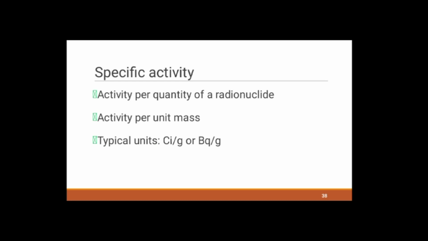And next one is specific activity. It is defined as the activity per quantity of a radionuclide, and it can also be said as the activity per quantity of atoms. Its unit is becquerel per gram or Curie per gram. And as you see, the becquerel and Curie are the units of activity. And coming to the specific activity, it is becquerel per gram or Curie per gram. Okay, thank you. That's all from my topic.